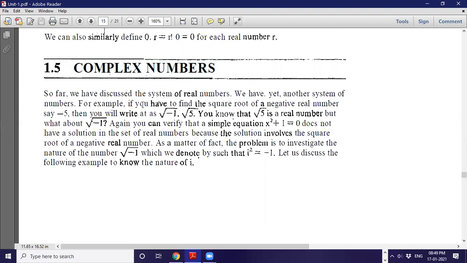Say you have to find the square root of a negative real number. Say that number is minus 5. Then how will you write it? Root over minus 1 into root over 5. But you know that root over 5 is a real number, but what is root over minus 1?